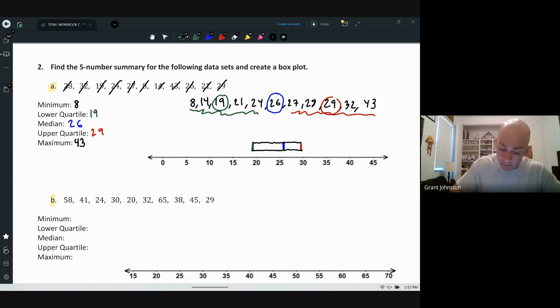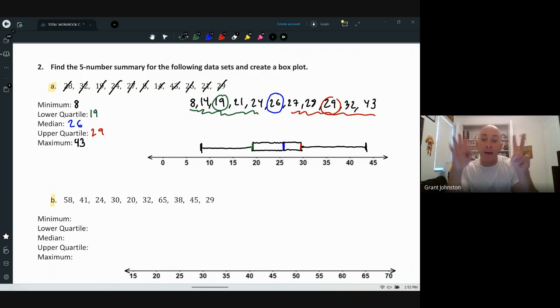And then my minimum's 8, so I don't know, over here. And then my maximum's 43, so maybe over here. And then I can connect there. So that's my box plot. I guess you can call it box and whisker. It's a box plot. So what's great about box plots is it shows you particular things like the median.